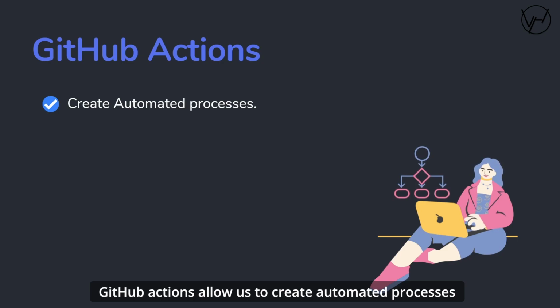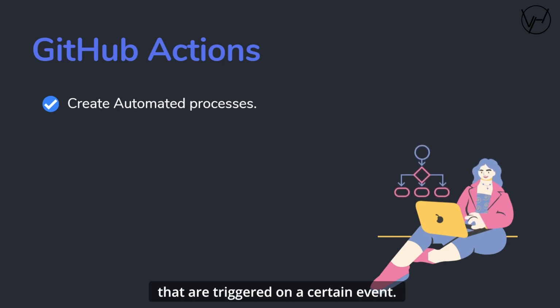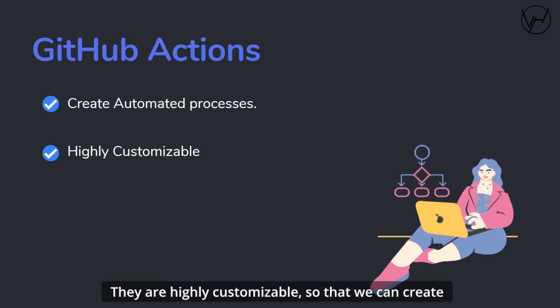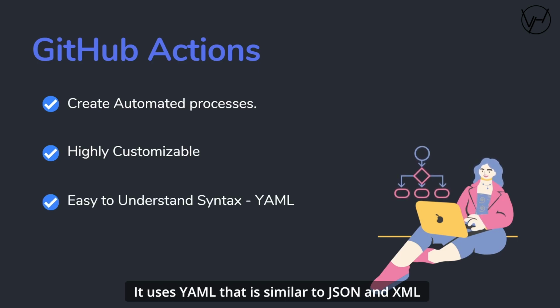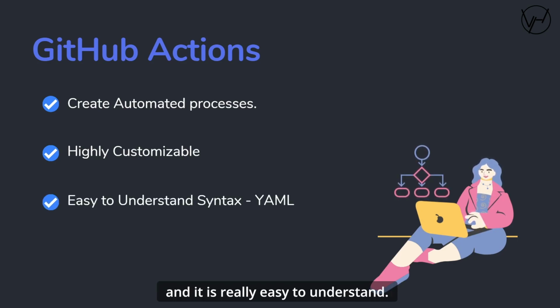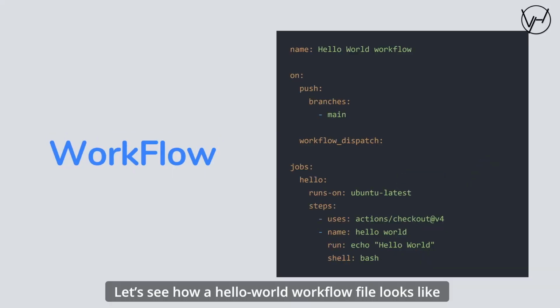GitHub Actions allow us to create automated processes that are triggered on a certain event. They are highly customizable so that we can create the best workflow that our project requires. It uses YAML that is similar to JSON and XML, and it is really easy to understand. Let's see what a Hello World workflow file looks like.